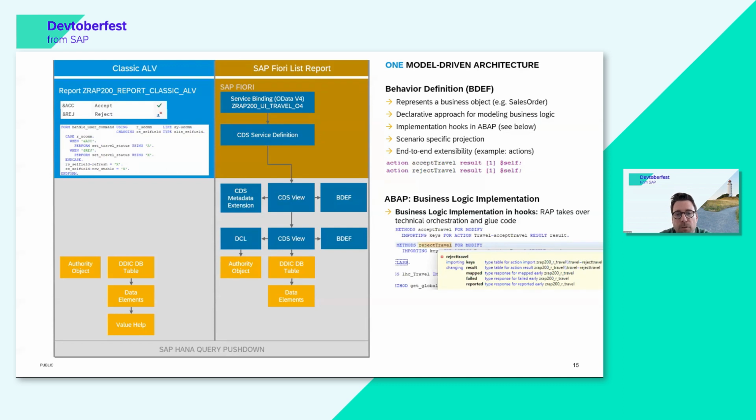And after the definition of this behavior logic, we also need to implement that. As I said, implementation hooks available. And now the good thing is that we integrated this concept completely into the kernel and into the tools and everywhere. Because now we have implementation hooks which are completely typed. So as you can see here, we would have methods for modify, importing keys for action travel, accept travel. So that means the header of the method is well defined.